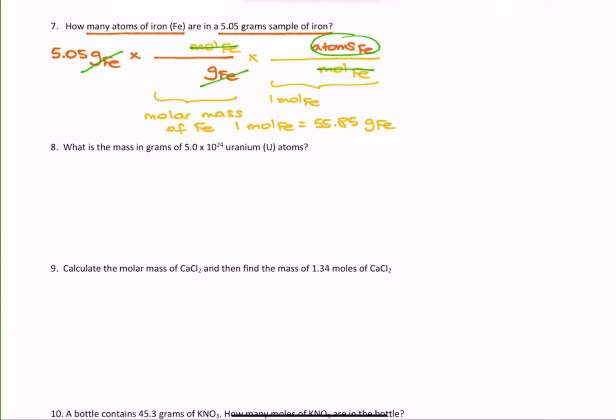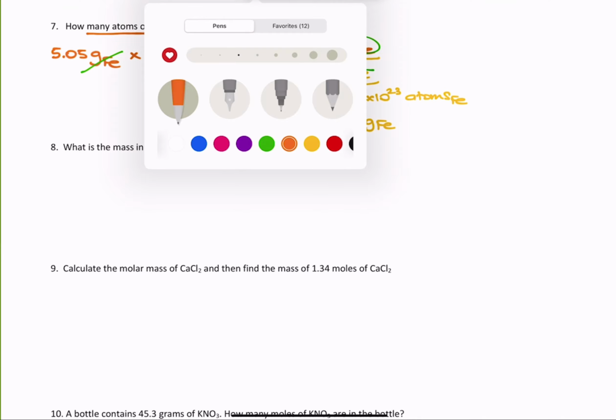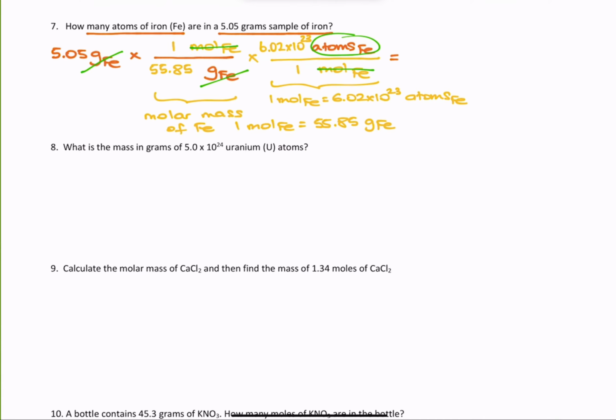1 mole of Fe is 6.02 times 10 to the 23rd atoms of Fe. So we can now fill in the blank. 1 mole, 55.85 grams here; 1 mole, 6.02 times 10 to the 23rd atoms here. Plug this into your calculator and you get, to 3 sig figs, 5.45 times 10 to the 22nd atoms of Fe.